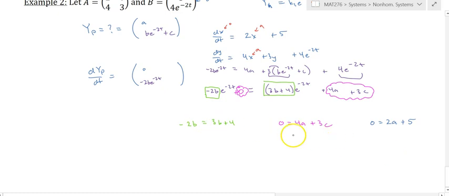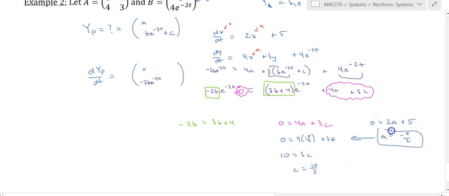Now, you can enter this into a solver, but let's go ahead and just see here that we could solve for a: subtract 5, divide by 2, a is negative 5 halves. Now that means a is negative 5 halves over here, so we get 0 equals 4 times negative 5 halves plus 3c, so now I'm plugging in over here. And I have 0 equals negative 10 plus 3c. Okay, if I add 10 to both sides, I get 10 equals 3c, and c equals 10 thirds.